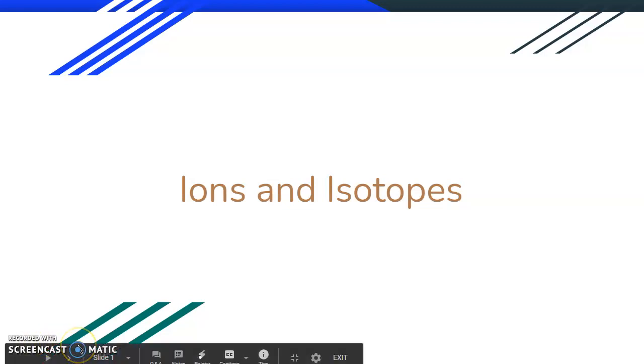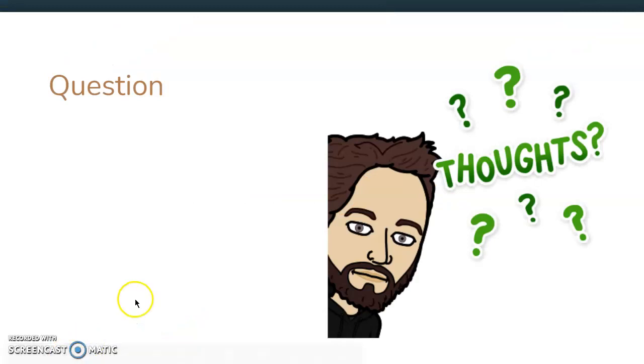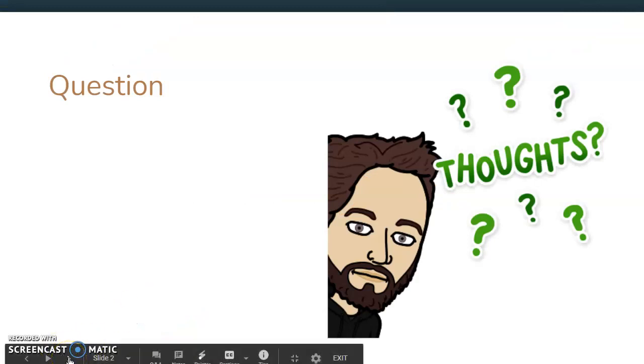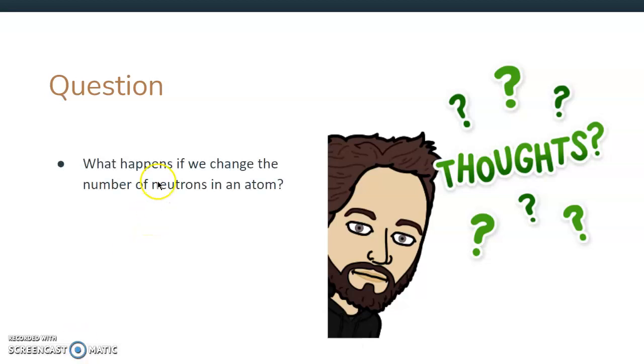Today we're going to learn about some ions and isotopes. So, as always, I like to start by asking some questions to get our brains thinking about our ions and isotopes. My first question is: what happens if we change the number of neutrons in an atom? We've learned that our atom is made of neutrons, protons, and electrons. So what would happen if we change the number of neutrons?